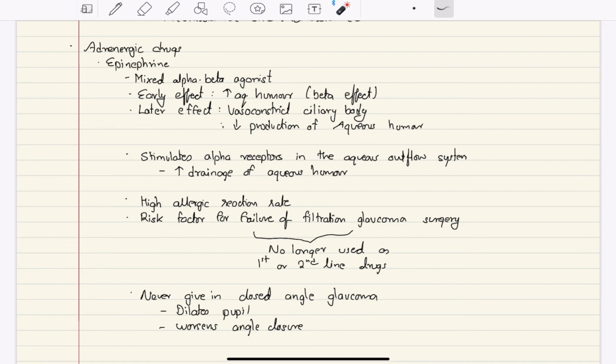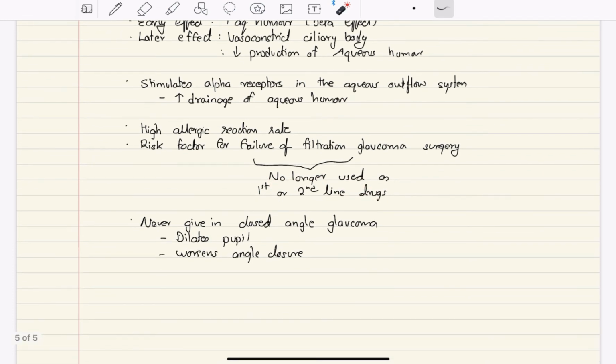However, this drug is associated with a high allergic reaction rate, and it is also considered one of the risk factors for failure of filtration glaucoma surgery, which is one of the techniques for treatment of glaucoma. Hence, this drug is no longer used as a first or second line drug. Also, remember never to give this drug in closed angle glaucoma, because it will dilate the pupil and this will worsen the angle closure.